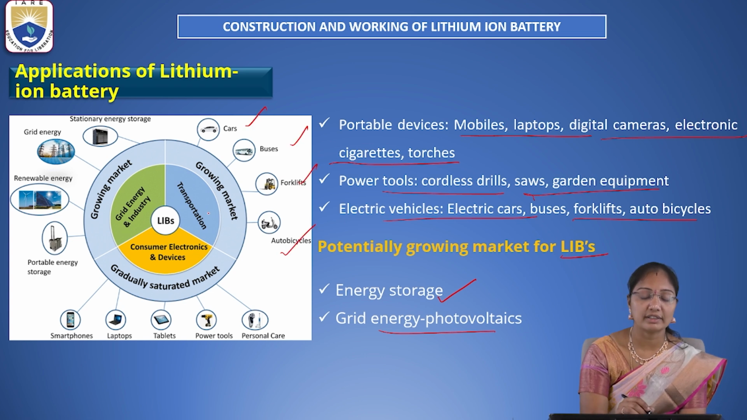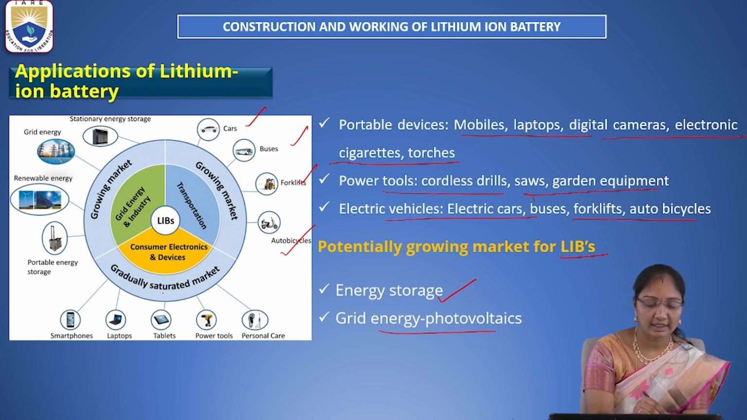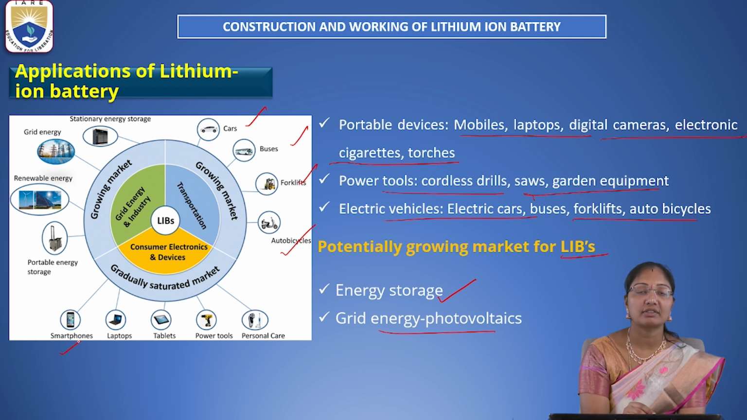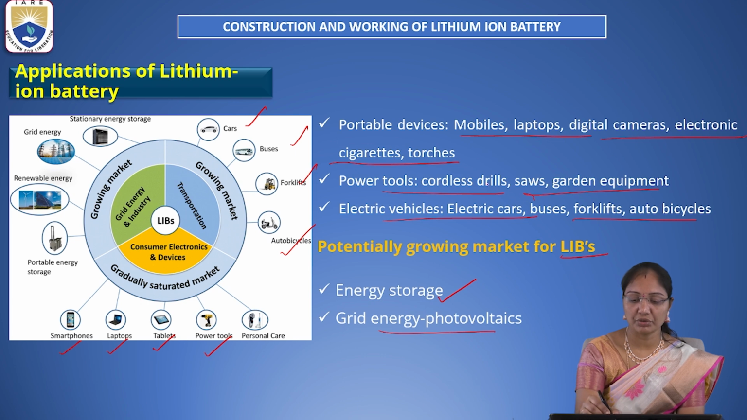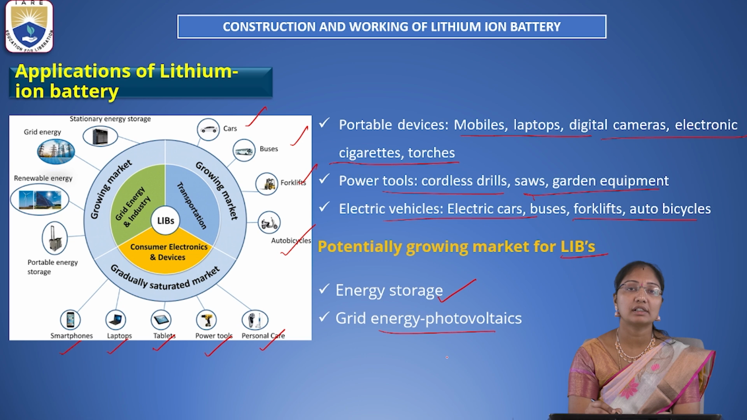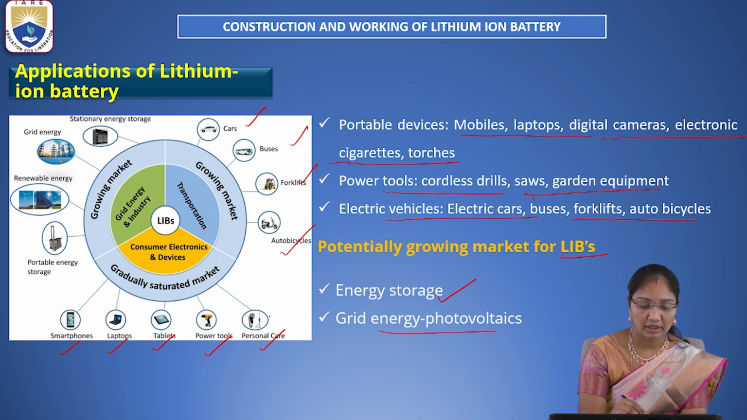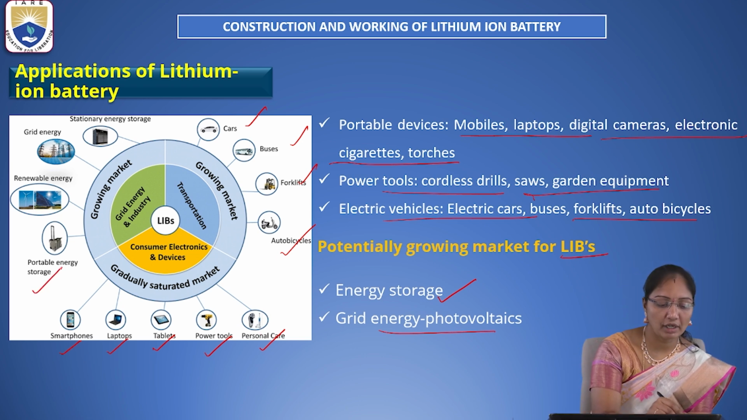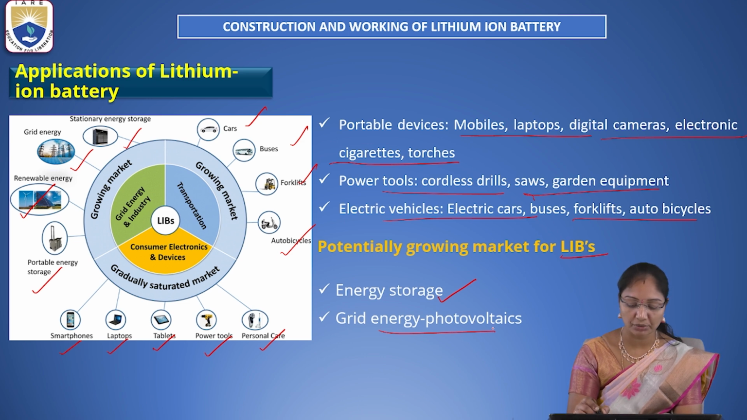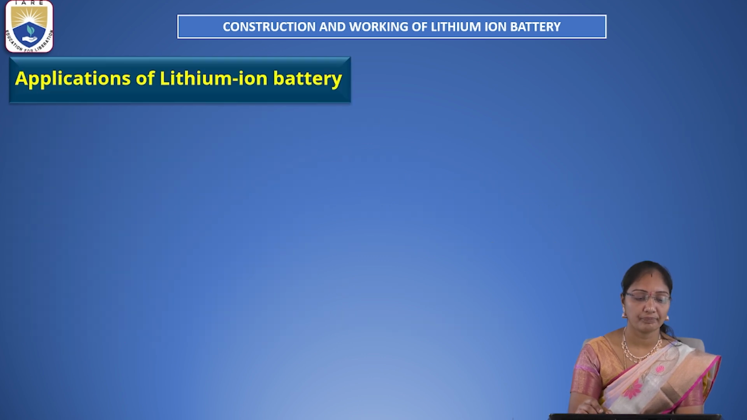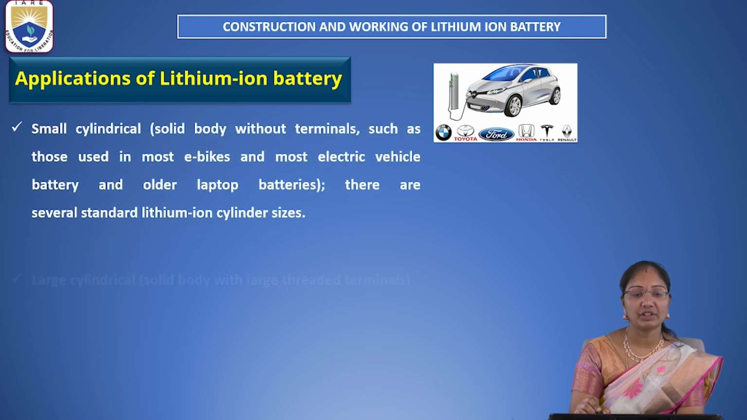In transportation, these lithium ion batteries are used, and gradually they are used in smartphones, smart watches, and even laptops, which are rechargeable. Also tablets and the power tools which we use, like cordless drills, saws, and garden equipment, and also personal care items like massagers and steam irons. Then portable energy storage and renewable energy, also grid energy and stationary energy storage. These LIBs are a potentially growing market and play a crucial role. So these are the applications of lithium ion batteries.